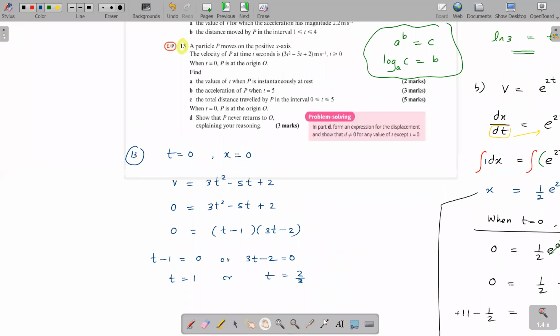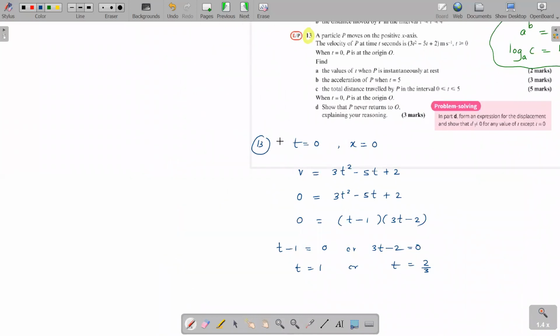In the next part, find the acceleration of P when t is 5. How do you go for the acceleration? You differentiate velocity and you get acceleration. So when I differentiate, I get dv by dt equals 6t minus 5, since 3t² differentiates to 6t and 5t differentiates to 5. So this is the acceleration.